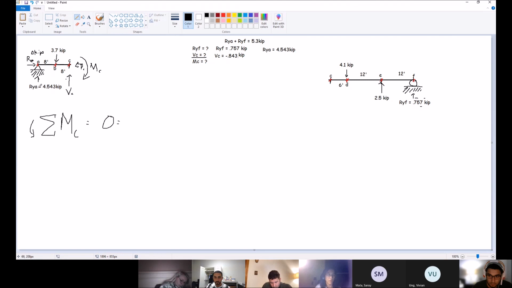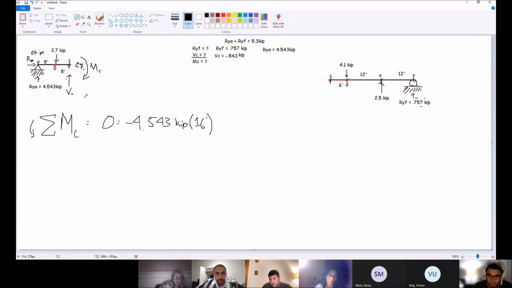So we're just going to start from the left. R_YA has 4.543 kips times, because now we're taking summation of moments, remember we have to take a force and a distance. So how far away is that from C? 16 feet. Positive or negative? Positive. Actually, negative.